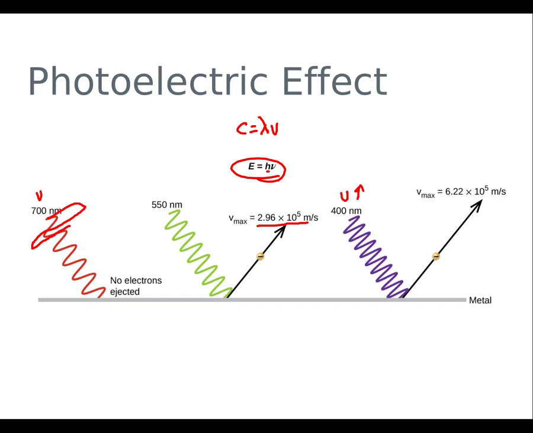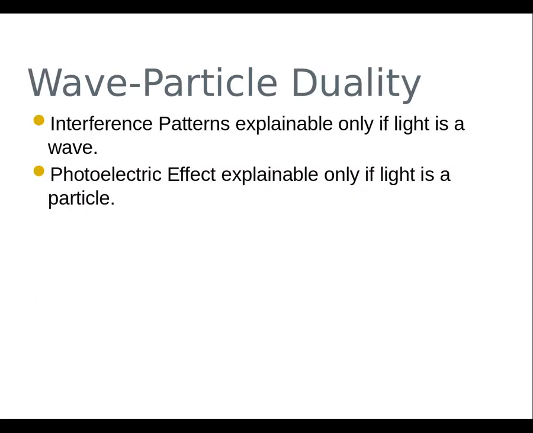All right, so we have a small problem in the 1900s when this is going on. We have this wonderful little duality issue. Light must be a wave because that's the only thing that explains interference patterns. And it also must be a particle because that's the only way that you can really explain the photoelectric effect. Turns out light's both. It has particle and wave-like properties.